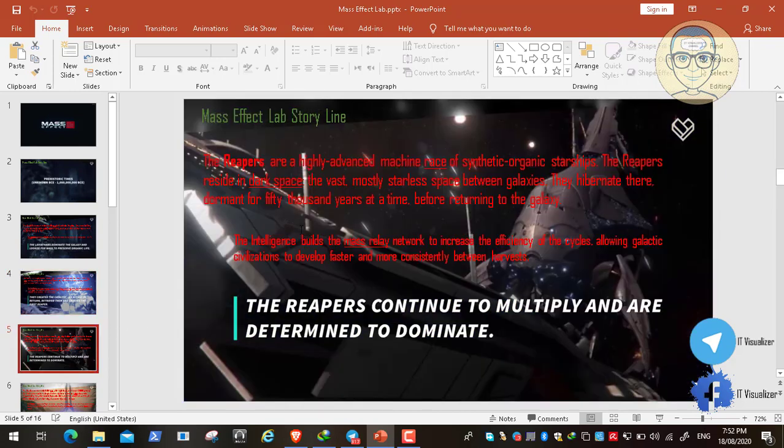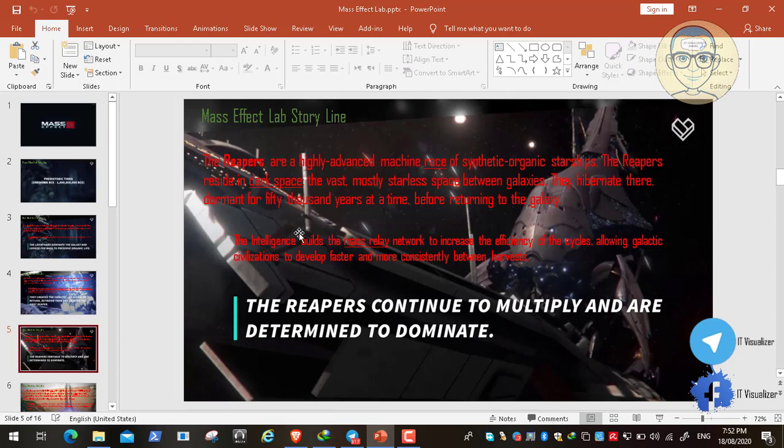Okay, so the Reapers continue to multiply, and their mission is to dominate the rest of the galaxy and destroy any kind of living organism in it.